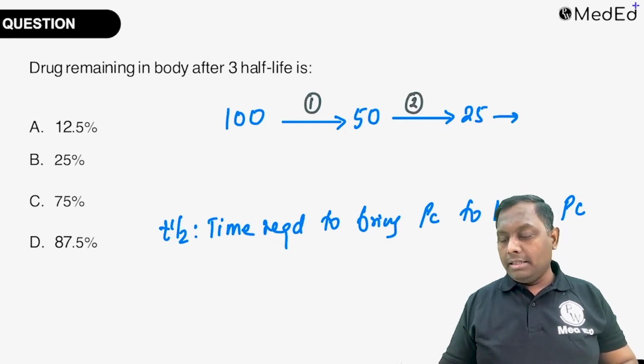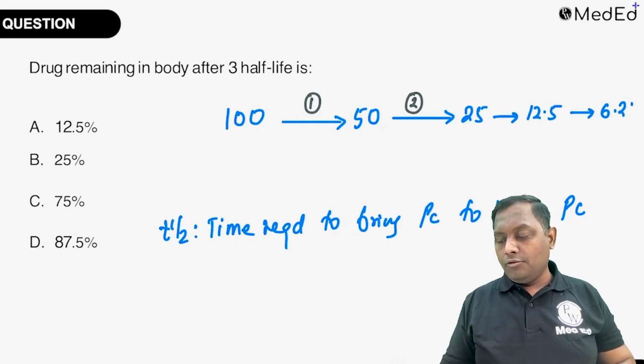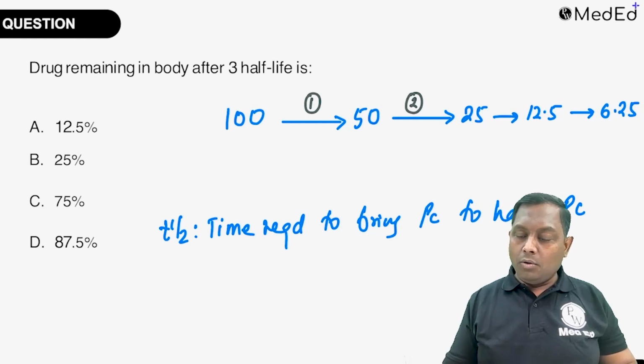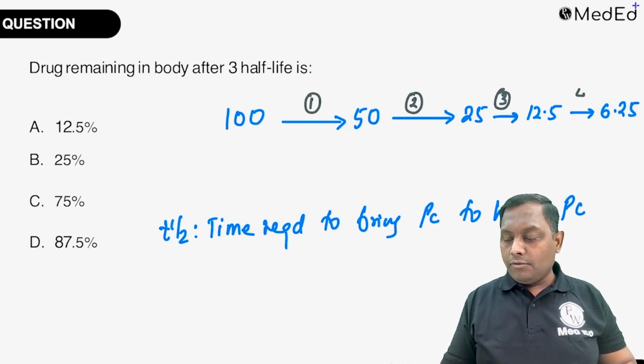Then you know already that there is going to be 12.5. There is also going to be 6.25. This cycle will keep on going. So in the third half life, in the fourth half life.